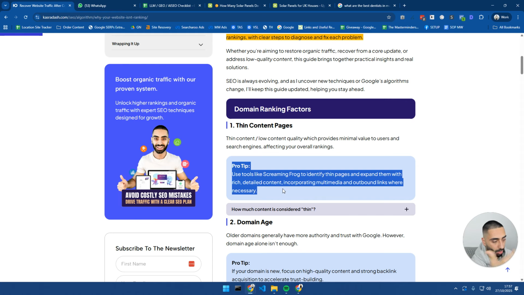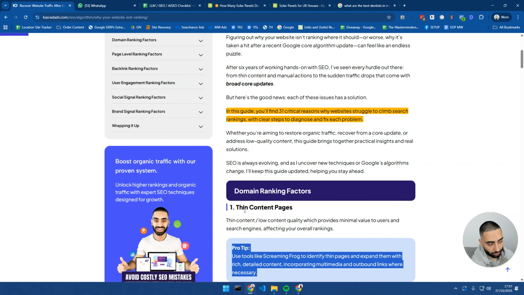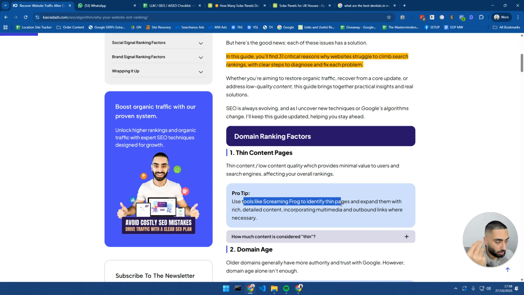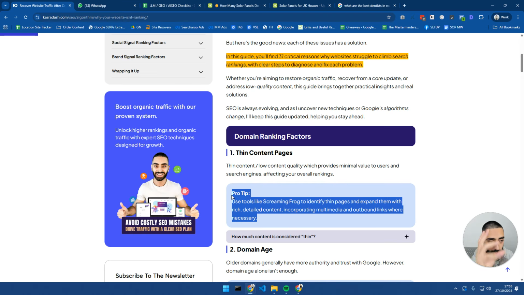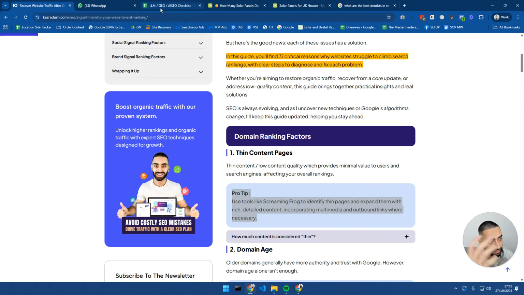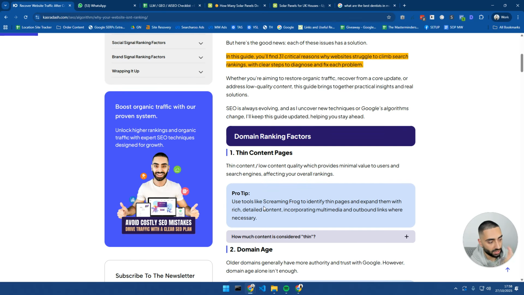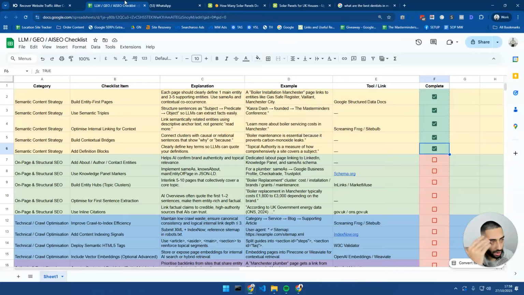I've done the exact same thing on my own website. I've used a block section, and I'm talking about thin content pages and ranking factors. And I've said in a block quote, use tools like Screaming Frog to identify thin pages and expand them with rich, detailed content, incorporating multimedia and outbound links where necessary. Basically, this is not necessarily for the readers, but it's also for LLMs when it comes to crawling my website. There's a variety of different ways you can do this. This is just with block quotes. Again, we're helping feed more information to the LLMs.